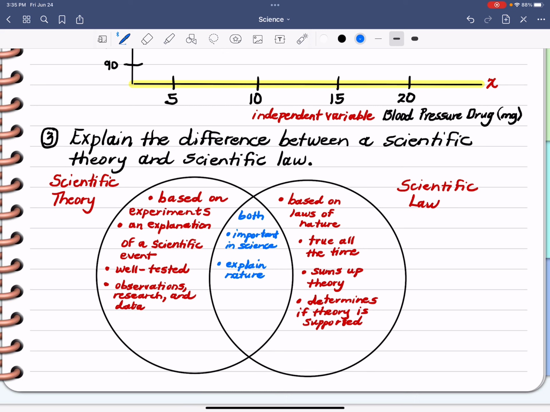But this question is asking us to explain the difference between the two. So we are interested in the things that are in the differences category, not how they're the same. But if it asks you to explain how they're alike, you could definitely use this approach. It would work. So here's my answer in sentence form.